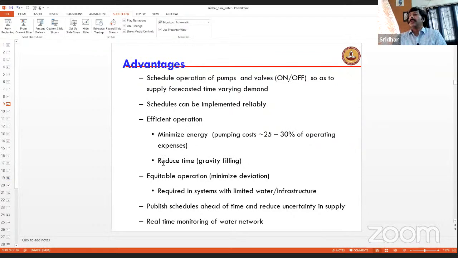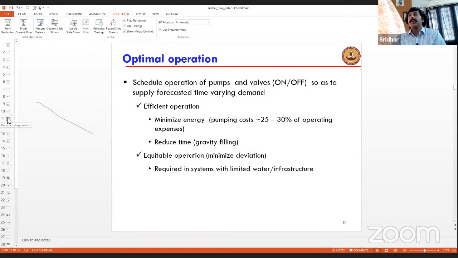If there is a gravity-driven network, you could finish the job and reduce the time of filling. So whatever took 3 days, in principle, or rather, what could happen in say 9 hours, I'll show you an example of whatever could be done in 9 hours being done in 5 hours. You could ensure equitable supply. Publish these schedules ahead of time, and because they can now be implemented reliably, people don't have to stay up at odd hours waiting for the supply. If the operator tells them that water is going to come at 9 o'clock, they know it's going to come exactly at 9 o'clock. Okay, so this is what I mean by optimal operation.